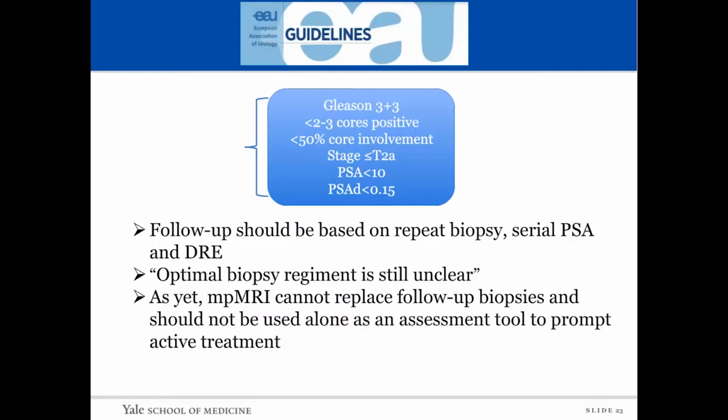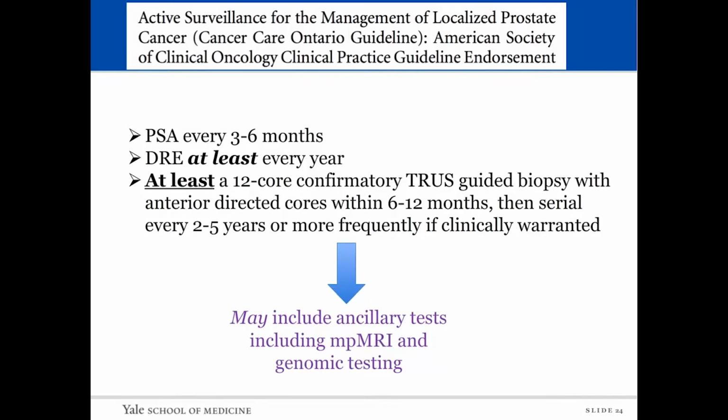And as of yet, multiparametric MRI cannot replace follow-up biopsies and should not alone be used as an assessment tool to prompt active treatment. In the Cancer Care Ontario guidelines, which I think struck a nice balance here, they dictate that the PSA could be performed every 3 to 6 months, digital rectal examination at least every year, and at least a 12-core confirmatory biopsy with anterior-directed cores within 6 to 12 months, then serially every 2 to 5 years, so really spacing it out quite a bit more if clinically warranted. And they do offer, again, some discussion of the inclusion of ancillary tests such as multiparametric MRI and genomic testing.